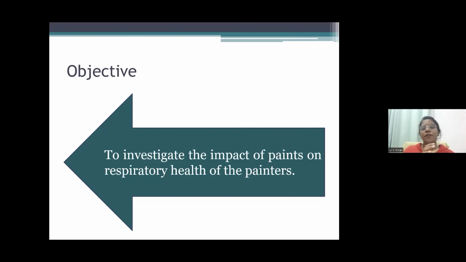We have also tested the chemical composition of the paints, and we have seen what components are available and at what levels they were present in the paints. Especially, we have tested for heavy metals along with lead. So for the present presentation, I'm only dealing with the impact of paints on the respiratory health of the painters.